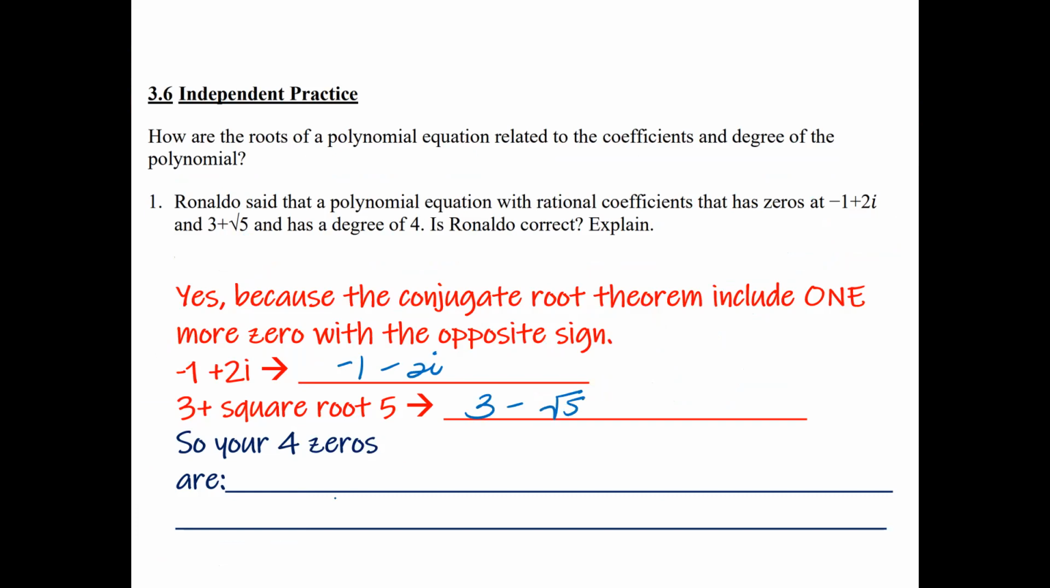So your 4 zeros that you potentially have will be x minus -1 plus 2i. That's your first one. X minus -1 minus 2i, that's your second one. And then x minus 3 minus the square root of 5. And then lastly, you'll have x minus 3 plus the square root of 5. Or no, there's no i, just kidding. There we go.